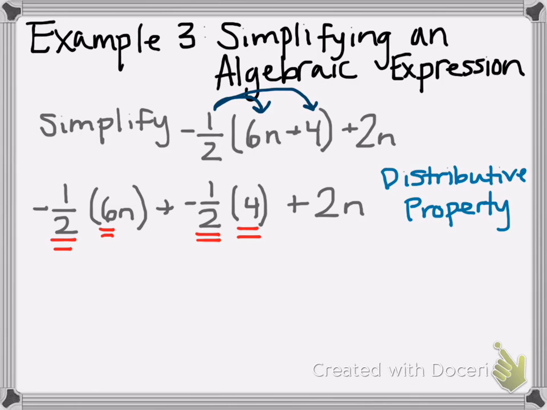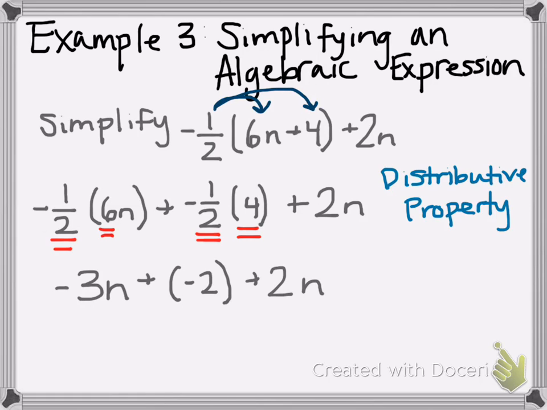So negative 1/2 times 6 is negative 3n, plus negative 1/2 times 4 is negative 2. Please remember to use your proper rules for multiplying negatives and positives. There's only one negative in this case, so it's still negative. So keep that there. Plus 2n.